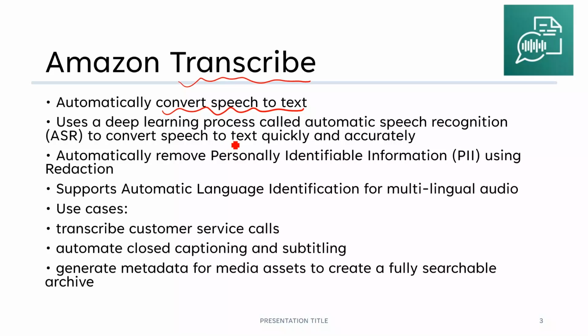Amazon Transcribe uses a deep learning process called automatic speech recognition to convert speech to text quickly and accurately. It can automatically remove personally identifiable information using redaction. A very good example: if you don't want to use personal identifiable information, it will redact that information automatically. You don't have to do that yourself.